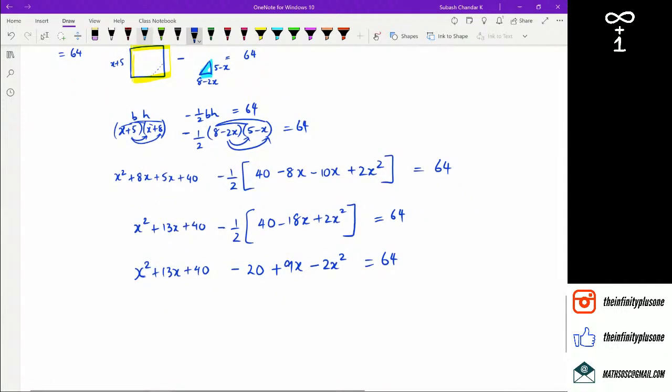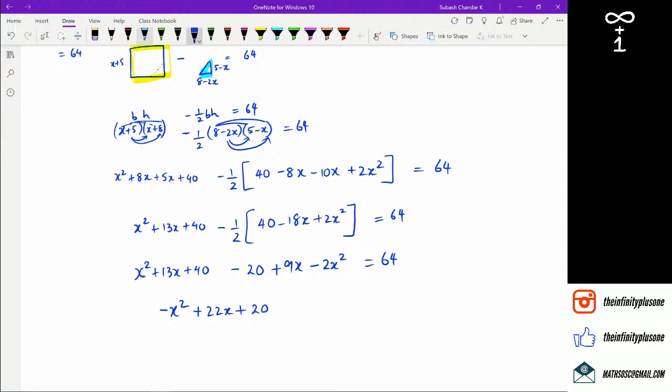So I've got to collect all my like terms. Negative 2x squared and x squared is negative x squared. 13 and 9 is 22x, plus, what have we got? 40. Plus 40. No, not 40, 20, sorry. My bad.